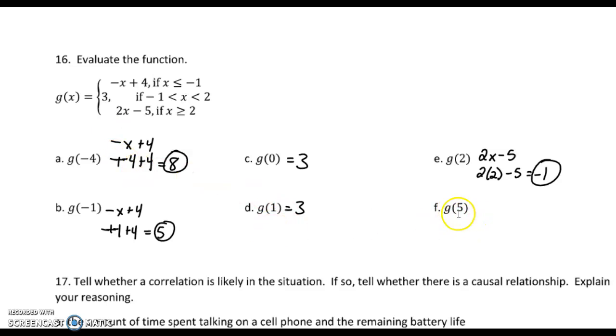And then on f, the x value is 5. That goes with the bottom equation because 5 is greater than or equal to 2. So that tells me to go with the bottom equation, 2x minus 5. Remember, the x value is 5, so plug in 5 for the input. That gets you 10 minus 5, which is 5.